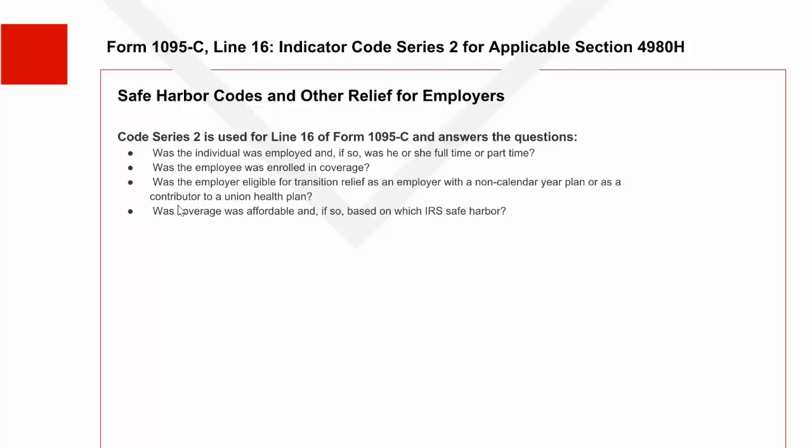And then the final question would be, was coverage affordable? And if so, based on what IRS safe harbor? So whether it was the W-2s or federal poverty line or so forth.